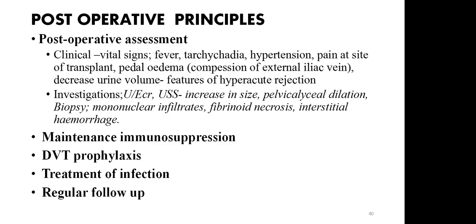Then investigations, EUCR is very important, especially in renal transplant patients. Ultrasound scan is done when one suspects that there is an organ rejection. Certain things that will be seen are pelvicalyceal dilatation, and there may be fluid collection around the transplanted organ. Then ultimately, biopsy of the transplanted organ will confirm the diagnosis, with presence of mononuclear infiltrates, fibrinoid necrosis, or interstitial hemorrhage.